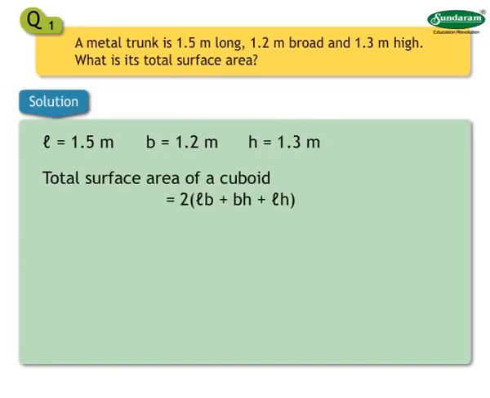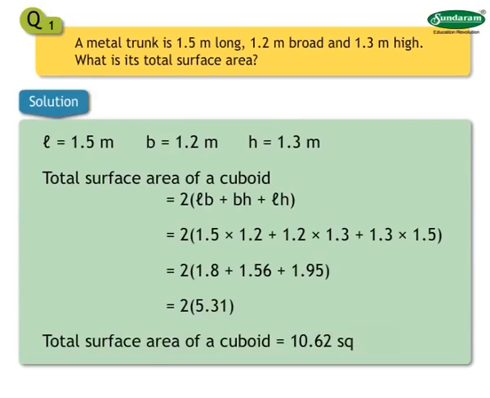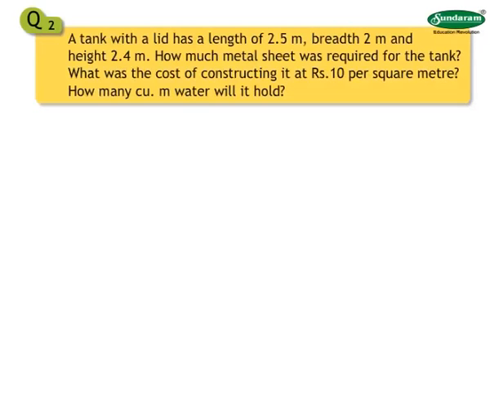Total surface area of a cuboid is 2 into length into breadth plus breadth into height plus length into height, equal to 2 into 1.5 into 1.2 plus 1.2 into 1.3 plus 1.3 into 1.5, equal to 2 into 1.8 plus 1.56 plus 1.95, which is equal to 2 into 5.31. Thus, total surface area of a cuboid is 10.62 square meters.